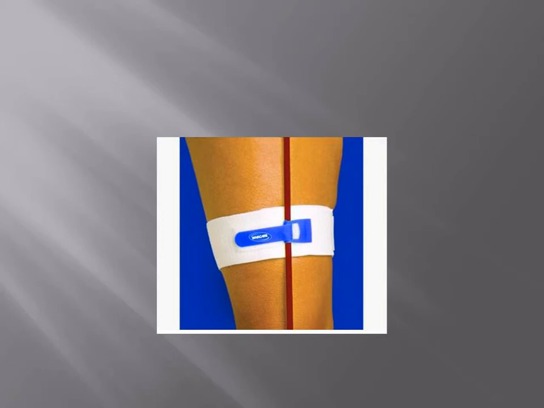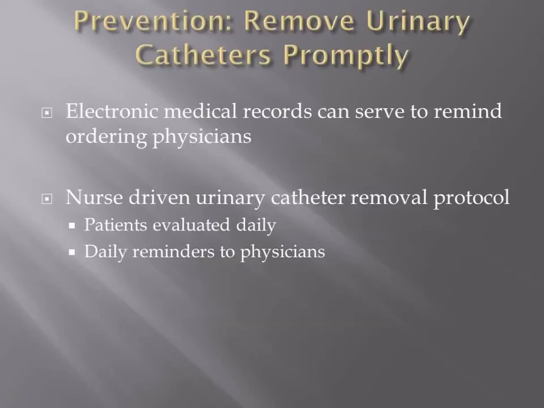Another key to decreasing the amount of CAUTIs within the hospital is to remove the catheters as quickly as possible. And electronic medical records can serve to remind physicians, nurses, and all clinicians that it may be time for the catheter to come out. And often we'll see nurse-driven catheter removal protocols. So the patients will be evaluated daily by the nurse, and the nurse will then prompt the physician to hopefully discontinue the use of the urinary catheter. And this, again, will decrease the amount of CAUTIs that are found in the hospital.